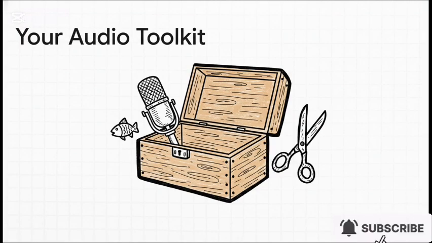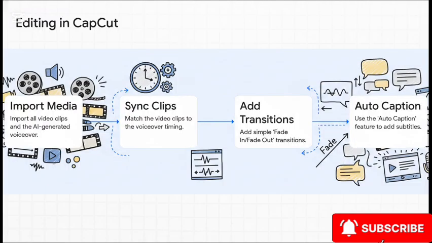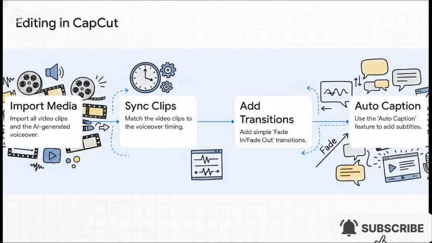So for your voiceover, 11 Labs is a huge name, but for our completely free blueprint, we're going to focus on Fish Audio. It's a fantastic alternative, gives you a ton of free credits, and it works great for English scripts. Then, to stitch everything together, the only tool you need is the free and super powerful video editor, CapCut. Editing in CapCut is so straightforward. You just drop in all your animated clips and your AI voiceover. Then you just slide the clips around to match what's being said. Add a few simple fade transitions between scenes to make it look smooth, and then, and this is the best part, you hit the auto caption button to add subtitles instantly. That's it. Your video is done.